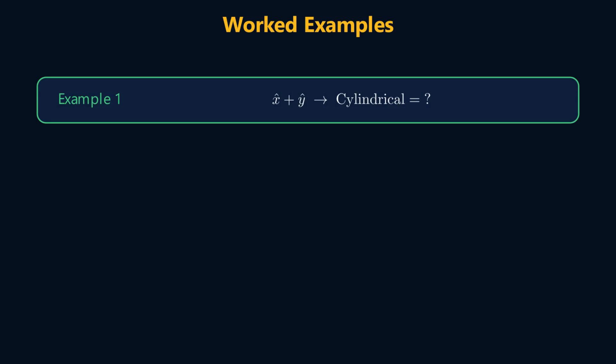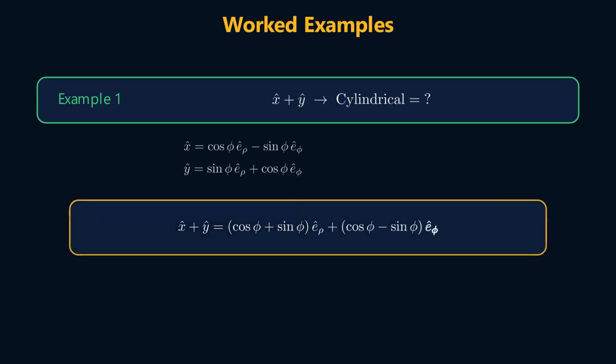Let us work through two examples. Example 1. Express e hat x plus e hat y in cylindrical coordinates. We need the inverse transformation, so we use the transpose. From the transpose, e hat x equals cosine phi e hat rho minus sine phi e hat phi, and e hat y equals sine phi e hat rho plus cosine phi e hat phi. Adding them, e hat x plus e hat y equals (cosine phi plus sine phi) times e hat rho plus (cosine phi minus sine phi) times e hat phi.